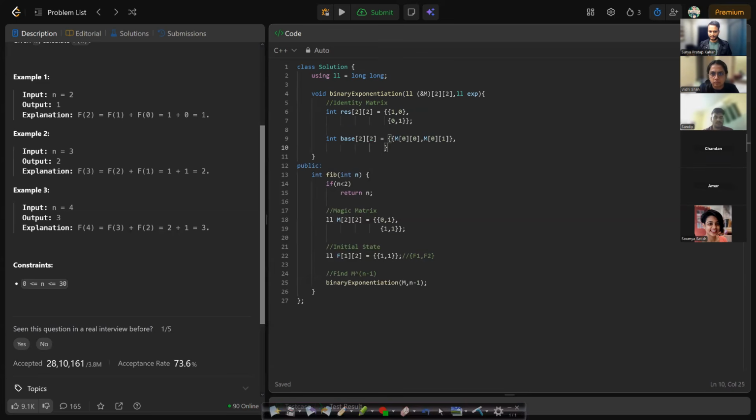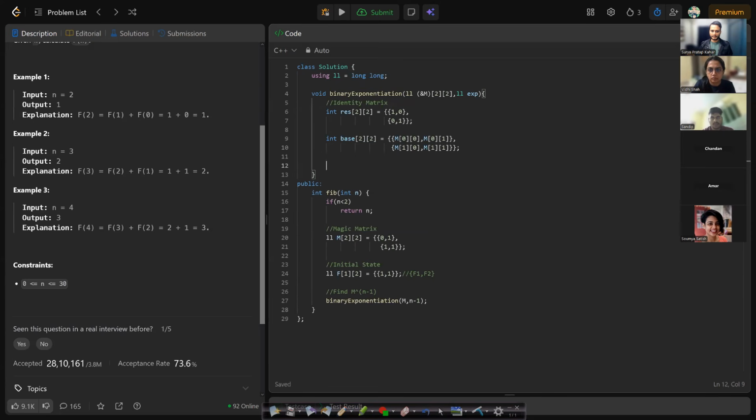Are you guys writing? M at 1, 0, comma, m at 1, 1. Okay, I think it is correct. 0, 0, 0, 1, 1, 0, 1, 1. Fine. So it is a small example, so I'm just assigning everything without a loop. Okay, so I have created this. I will be changing the base: square the base, halve the exponent. Okay, let's try to do it.